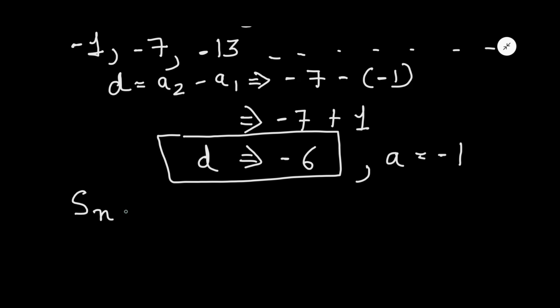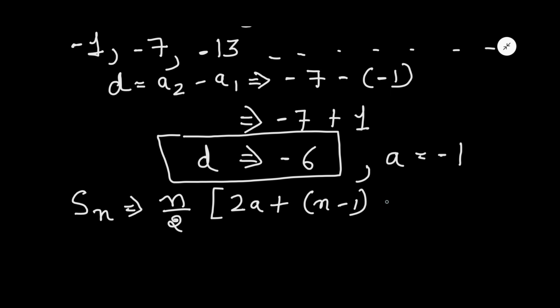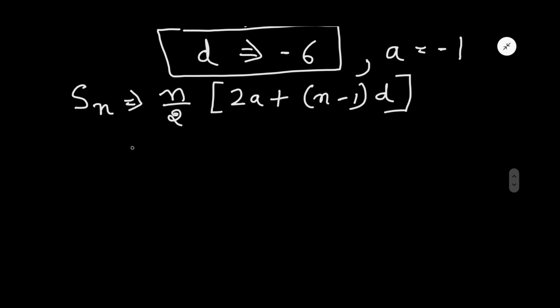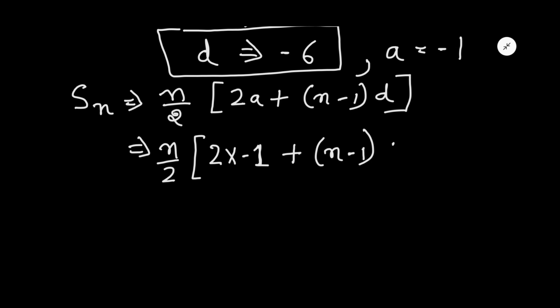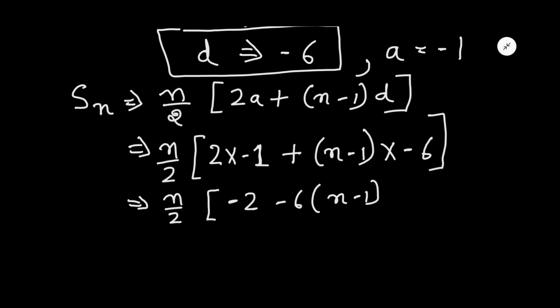So Sn is equal to n by 2 [2a plus (n minus 1) d]. We don't know the value of n. First term is equal to minus 1. The common difference we already calculated is minus 6. 2 into minus 1 is minus 2. So here minus 6 (n minus 1).